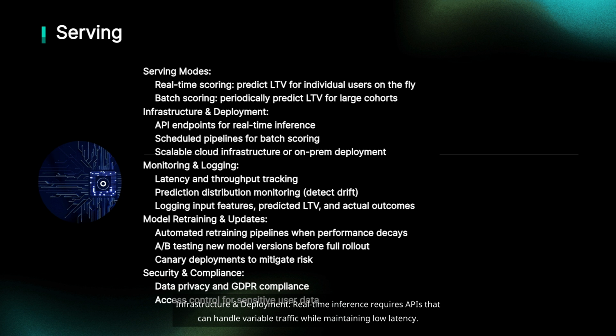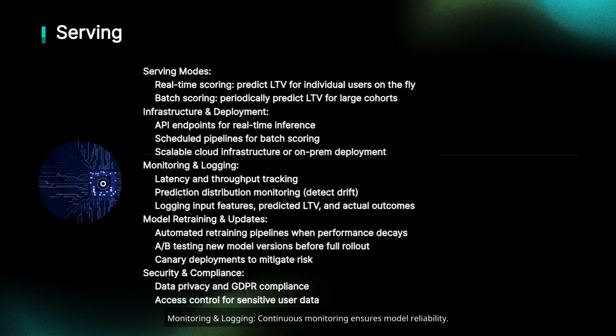Infrastructure and deployment. Real-time inference requires APIs that can handle variable traffic while maintaining low latency. Batch scoring pipelines run periodically, generating updated LTV predictions for large groups of users. Both approaches benefit from scalable cloud resources or on-premises solutions depending on organizational requirements.